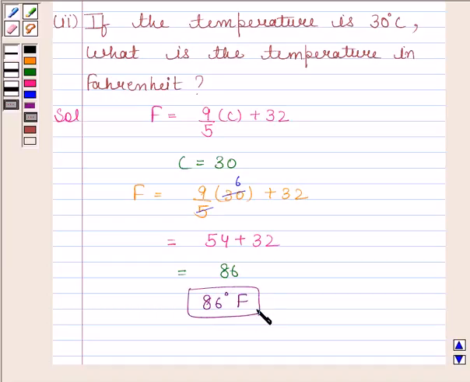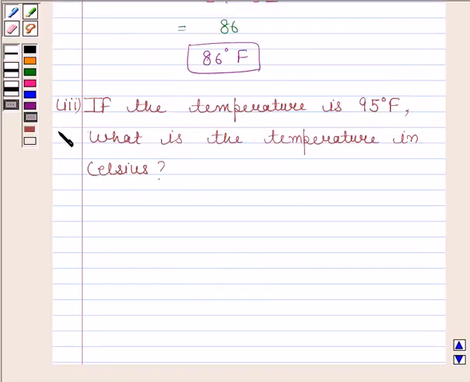This completes the second part. Third part is, if the temperature is 95 degrees Fahrenheit, what is the temperature in Celsius? Let's now begin with the solution.